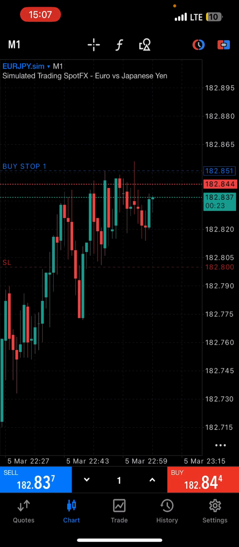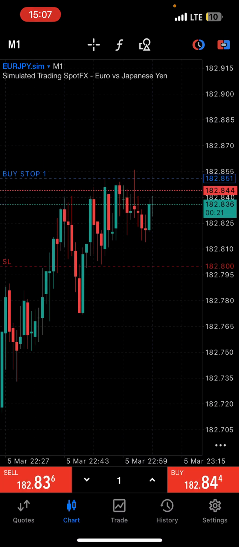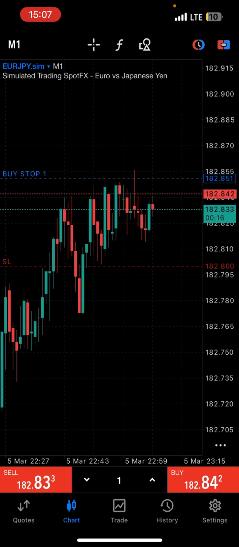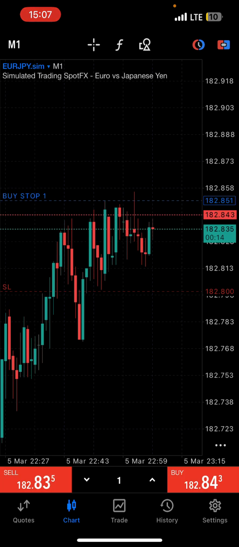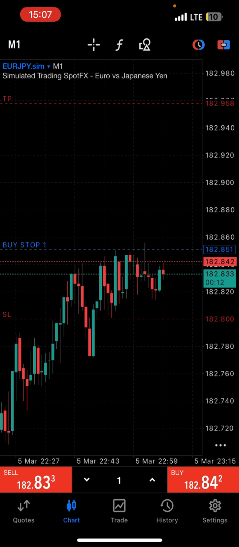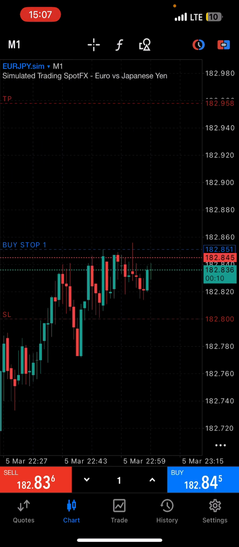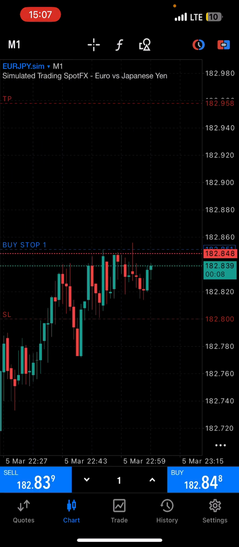Place it. So the way that this is going to work is when that ask line, that red line that you see, hits that buy stop, it's going to put us into the trade. We're going to be entered into the trade, and then when it hits our stop loss or our take profit, we'll automatically be taken out of the trade, right?